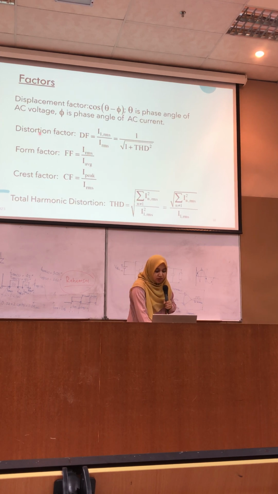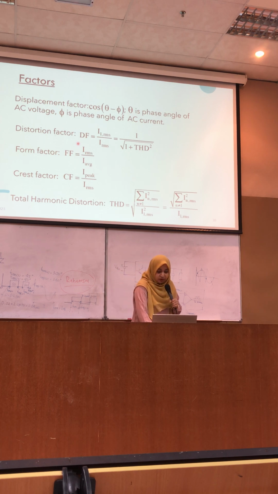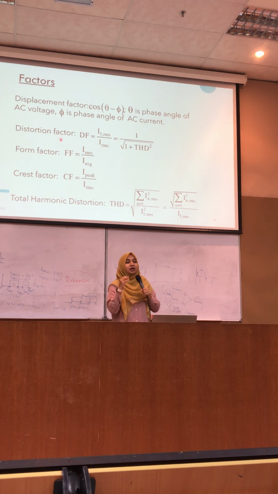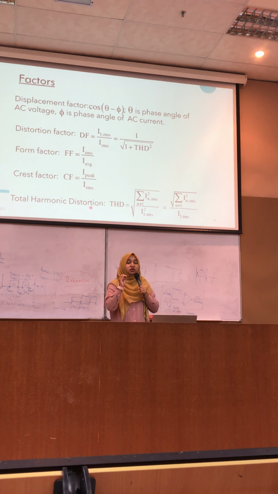Okay, so all these factors, we have distortion factor, form factor, and ripple factor. These will be used during the rectifier, where this is what we call the factors that identify the quality of the waveform: distortion factor, form factor, and ripple factor. And then the last one is total harmonic distortion. This one here is normally measured in terms of percentage.